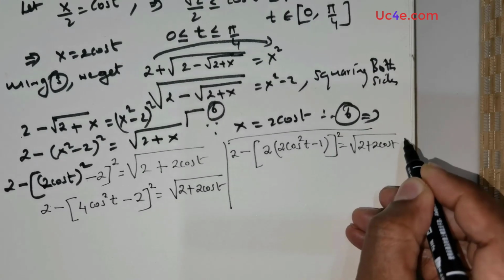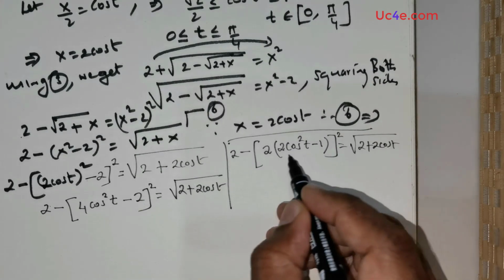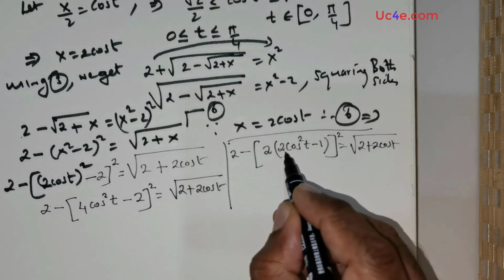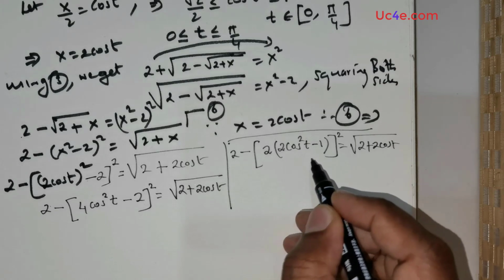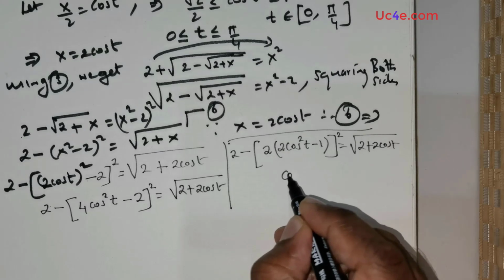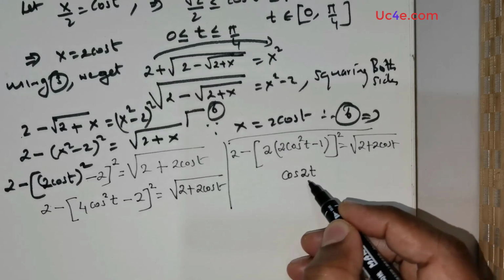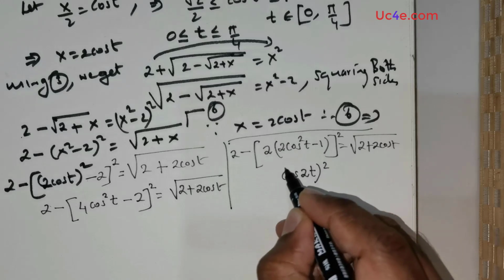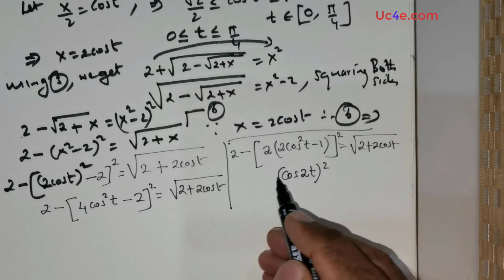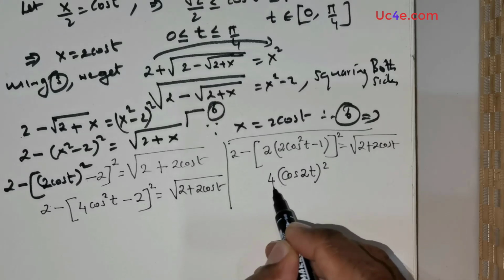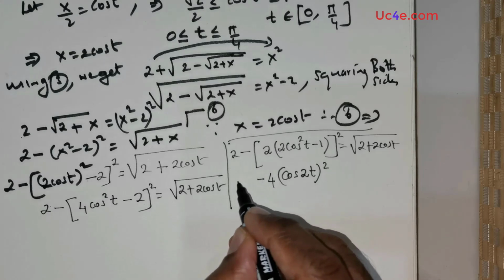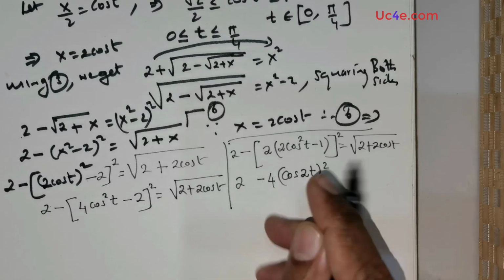is equal to square root of 2 positive 2 times cos t. Now we know our formula. What is that? 2 times cos squared t negative 1 is nothing but cos 2t. So this is going to be cos 2t. And you've got the square there. Now applying the square to 2 would give us 4 followed by 2 negative, right? So this is what we've got.